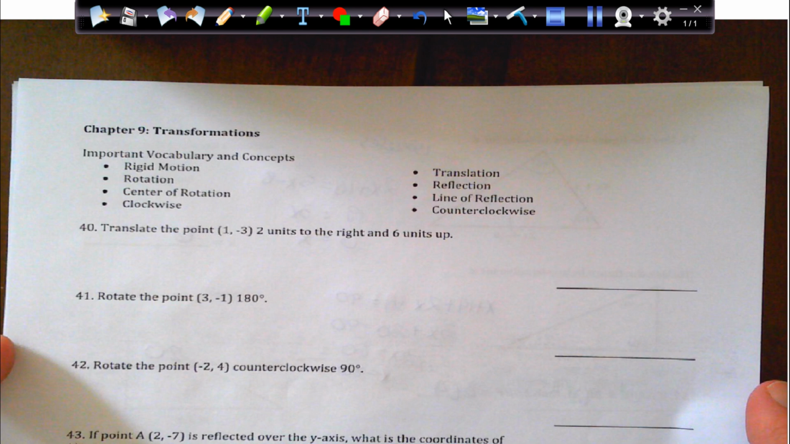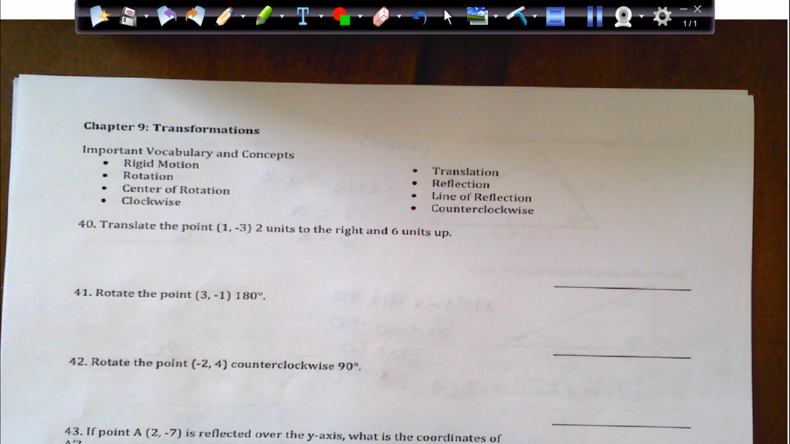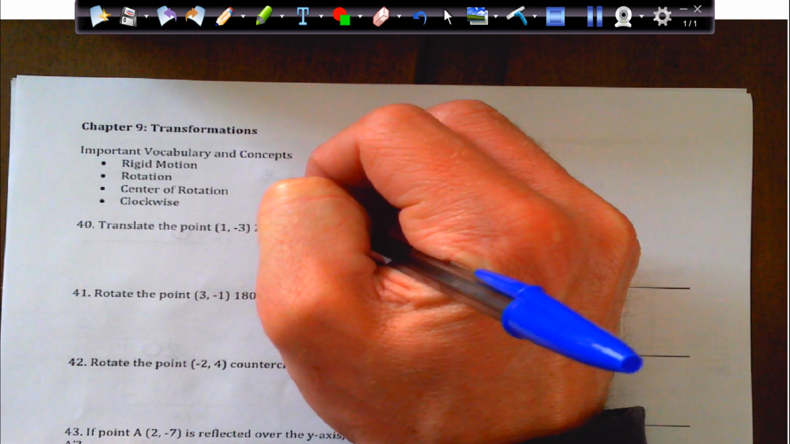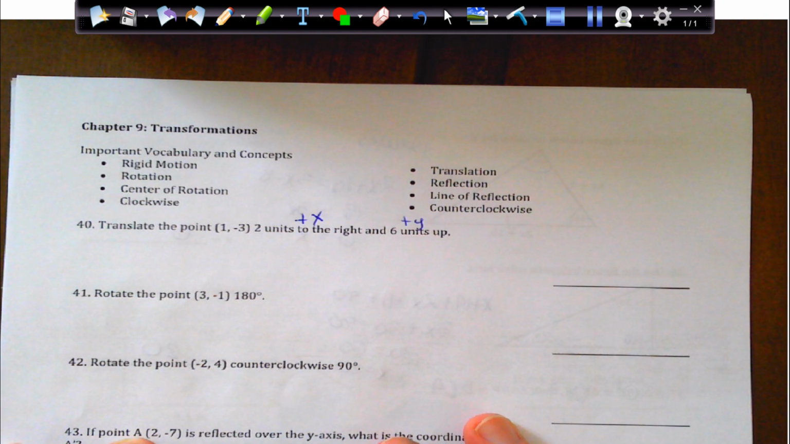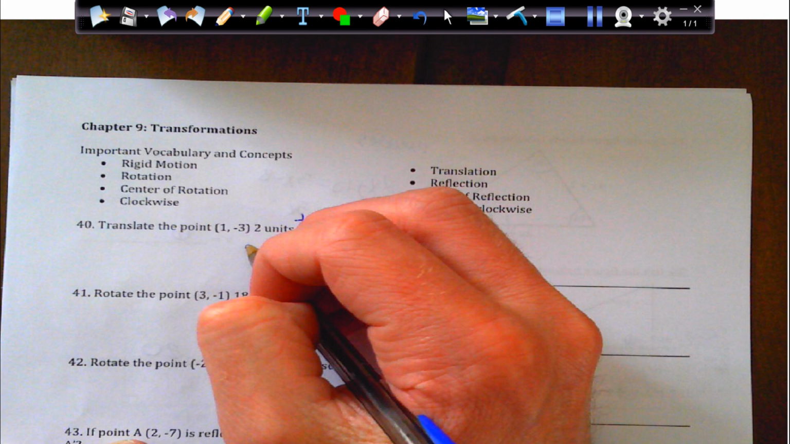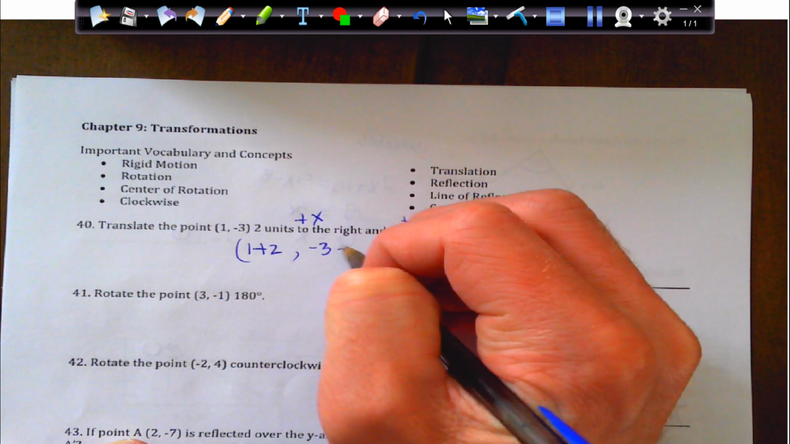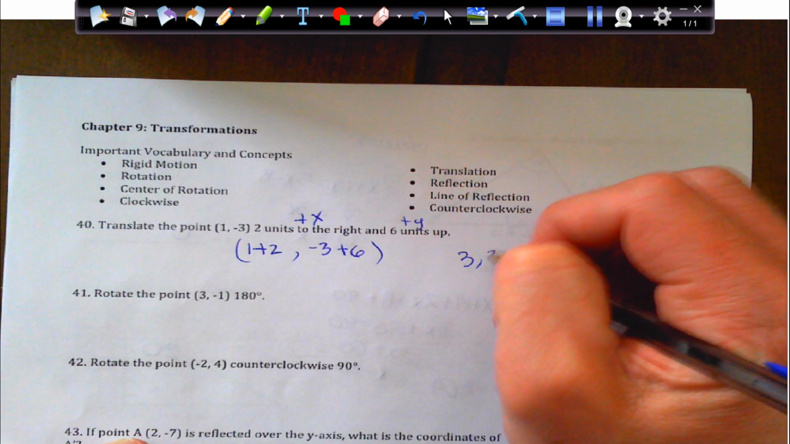Translations and reflections. Okay. Translate the point 1, negative 3, 2 units to the right and 6 units up. We can do this, not too bad. To the right means plus to the x, and up means plus to the y. So we're going to go 1 plus 2 and negative 3 plus 6. That gives me 3 comma 3.